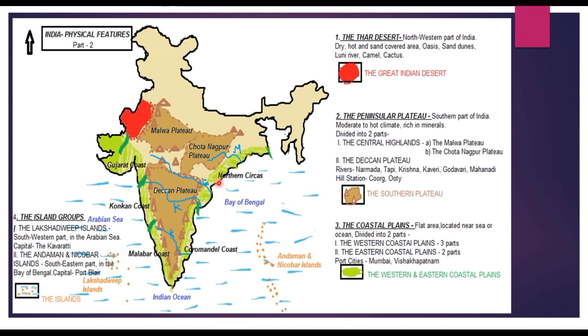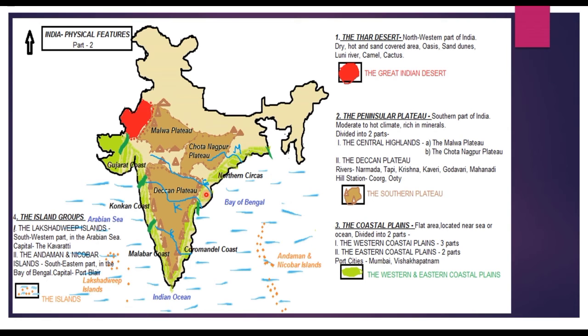Now the eastern coastal plains. The eastern coastal plains lie between the Eastern Ghats and the Bay of Bengal. The main rivers which flow through this plain are Mahanadi, Godavari, Krishna and Kaveri. These rivers and their tributaries flow into the Bay of Bengal at the last.